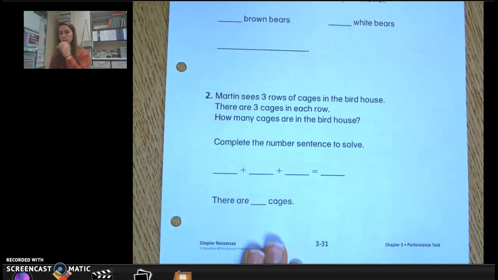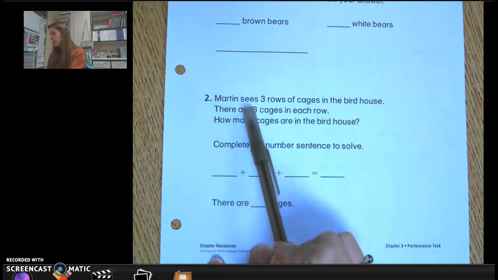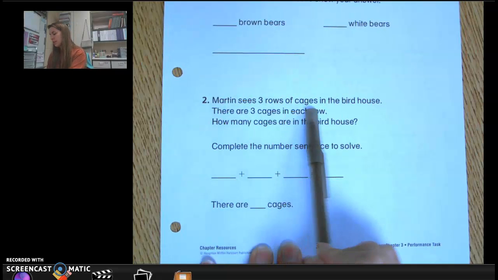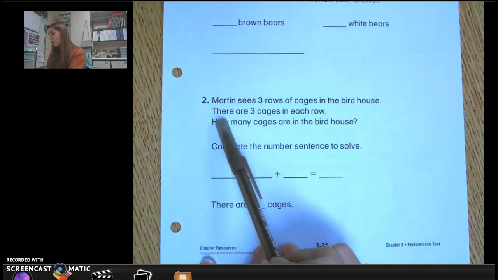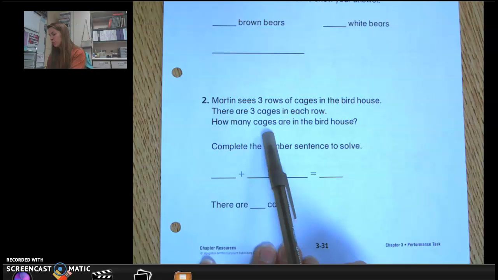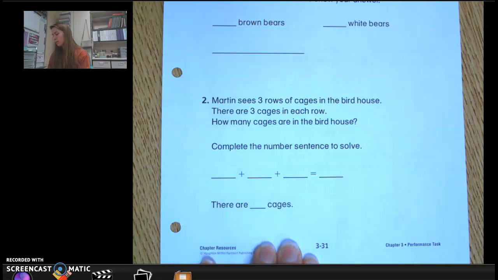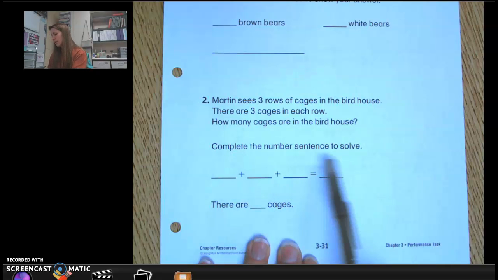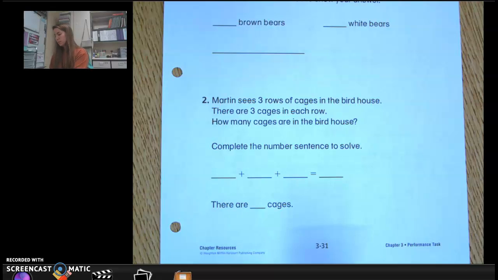Number 2. Martin sees 3 rows of cages in the birdhouse. There are 3 cages in each row. How many cages are there in the birdhouse? Complete the number sentence to solve. So what plus what equals how many cages?